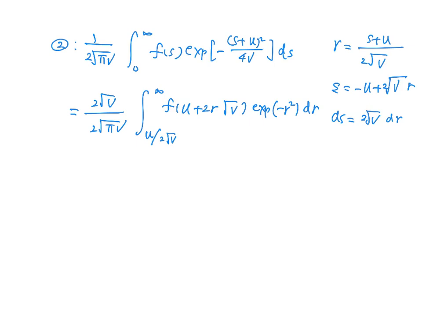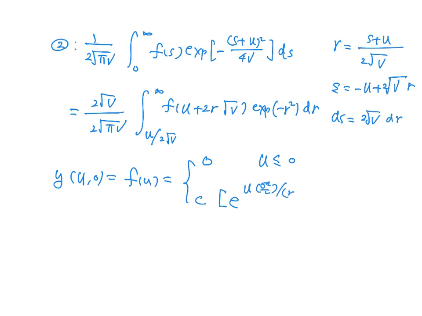By the way, the initial condition f of u is 0 for u less than 0, and exponential of u sigma squared over 2 minus sigma squared over 2 minus 1 otherwise. This is the functional form.